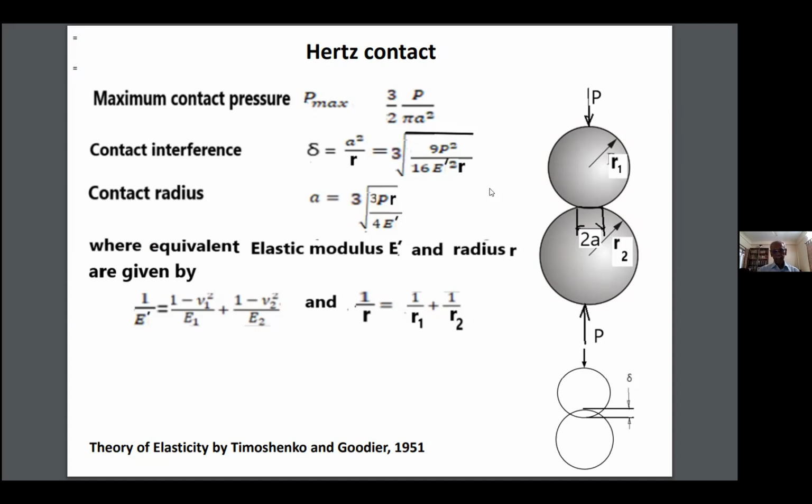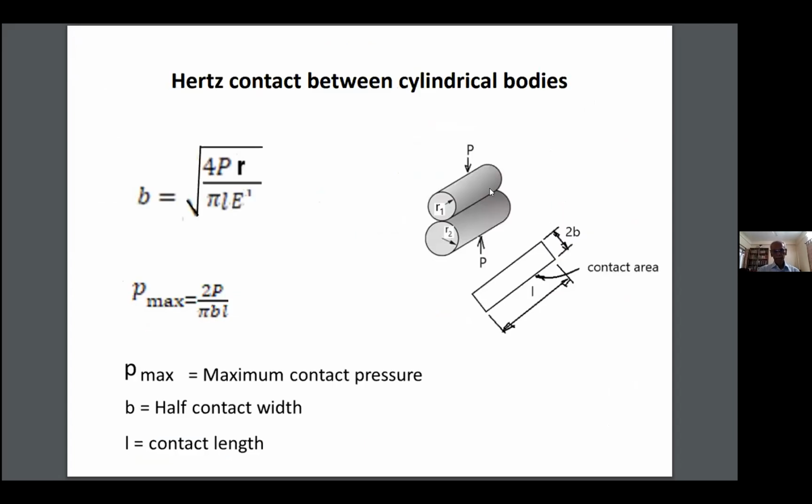Now remember that this analysis that we have done is for a single asperity. But now we can have a problem of two cylinders coming into contact. This happens in roller bearings. The previous example is applicable to ball bearings, but for roller bearings, we need this kind of configuration.